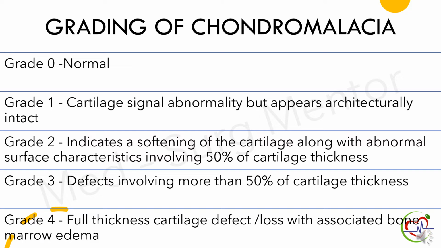Next is grading of chondromalacia patella. Grade 0 is considered normal, and in grade 1 there is cartilage signal abnormality but it appears architecturally intact. Grade 2 indicates softening of the cartilage along with abnormal surface characteristics involving 50% of the cartilage thickness. In grade 3, there are defects involving more than 50% of the cartilage thickness. And in grade 4, there is full thickness cartilage defect or loss with associated bone marrow edema.